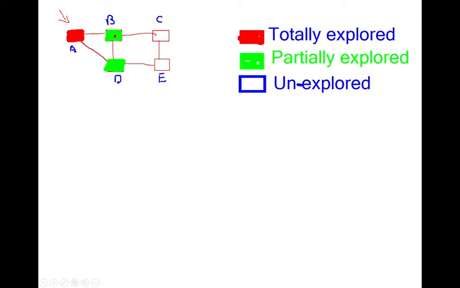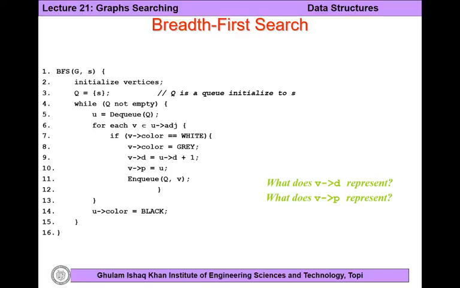Let me pick B, and I will pick its neighbor. Now since I've picked the neighbor of B, it means B has been totally explored here as well, so I will color it with red, right? And so on and so forth. I will be dry running it shortly. So this is the mechanism of searching in a graph in a depth first search manner.